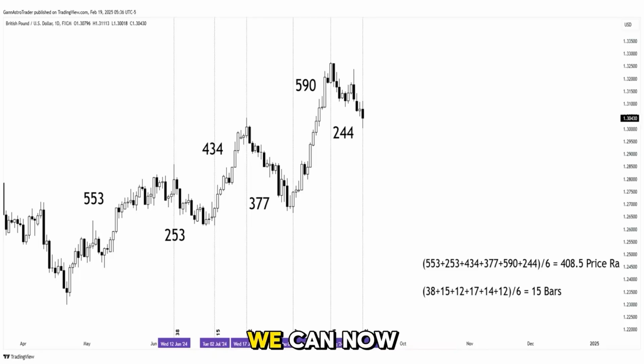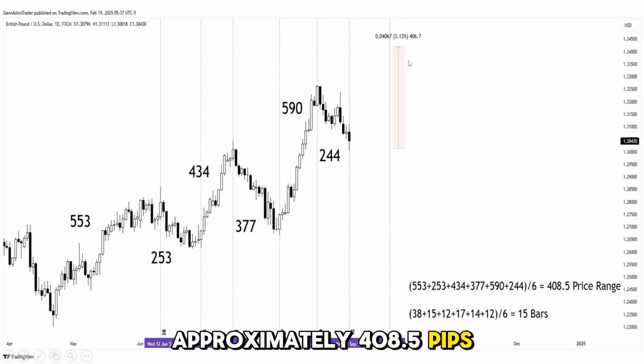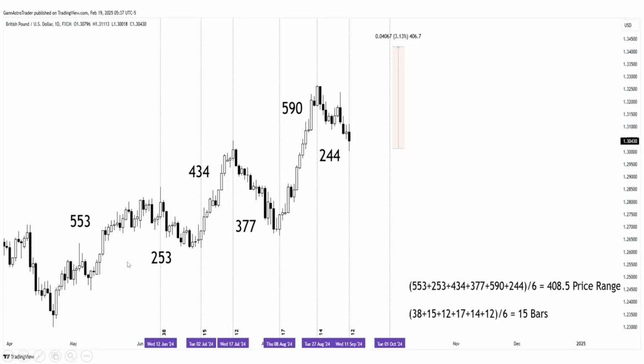With this information, we can now project potential future price movements. If the trend continues, we should expect the next price move to be around 408.5 pips over the next 15 bars. This gives us a high probability zone to anticipate the next trade setup. I have plotted the 408.5 price range and 15 bars for time on the chart. Based on this analysis, I am anticipating a move of approximately 408.5 pips within the next 15 bars.